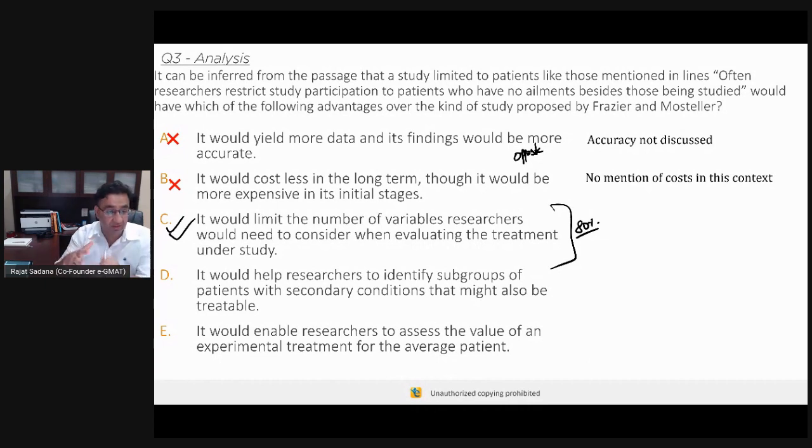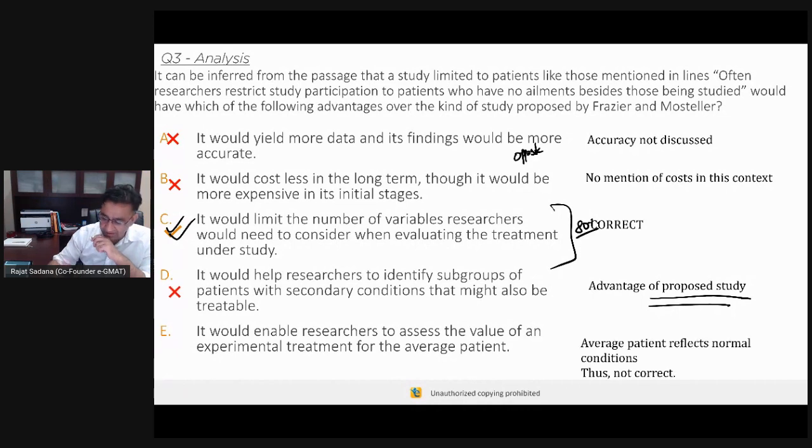Yes. Why? Because you're only limiting our study to patients who have these conditions, so there are other variables that we're not going to study. Choice D says it would help researchers to identify subgroups of patients with secondary conditions. Again, that's not the advantage of this study. That is the advantage of the proposed study. You can see how the test maker is mixing facts from one context to the other, and if you read the passage carefully, you would not mix that. Experimental treatment is again not studied here.